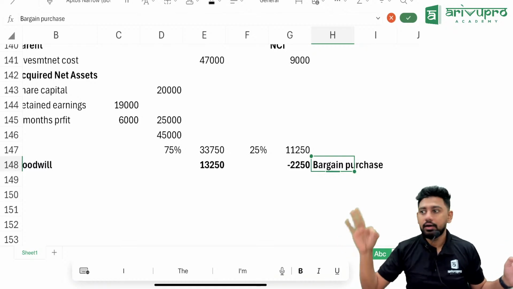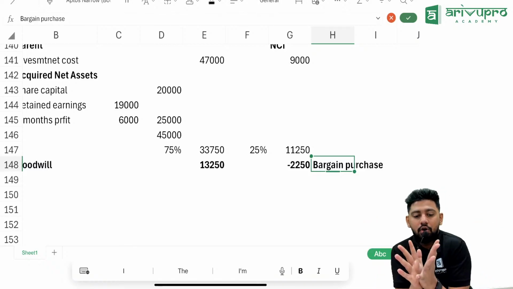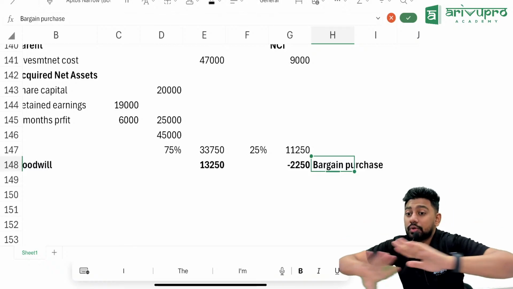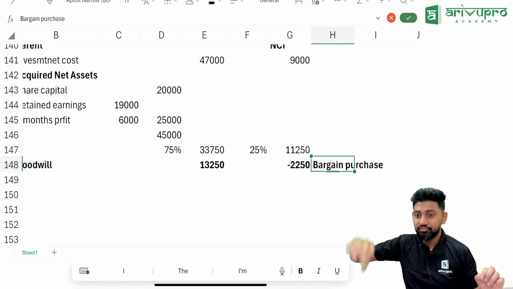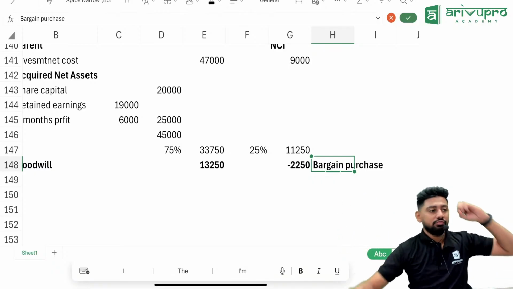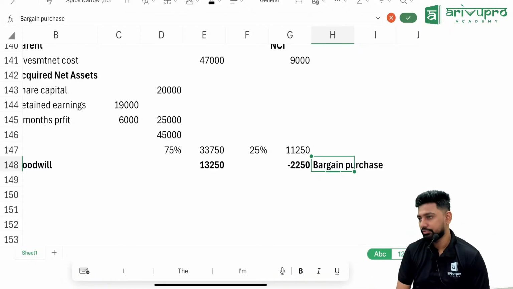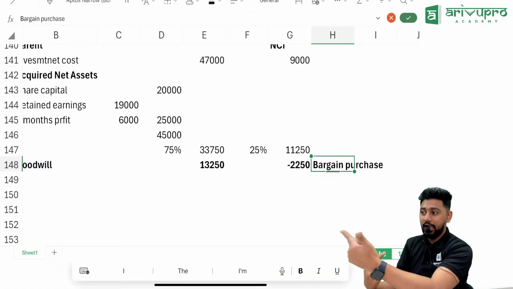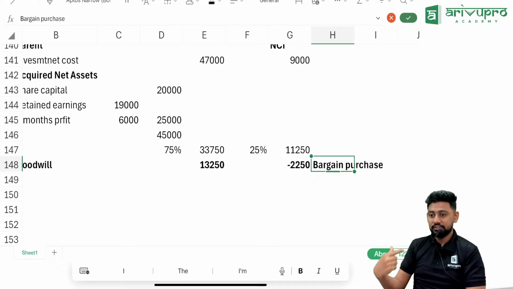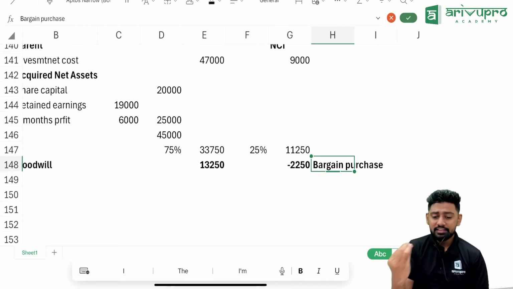Technically, in line with IFRS 10, you can't set off parent's and NCI goodwill. You cannot. But for the purpose of FR, when you come to SPR, we'll see how it changes. For the purpose of FR, we are going to set off. So when it was positive, we added to NCI share of net assets. When it is negative, you're going to reverse it. But it's a bargain purchase.